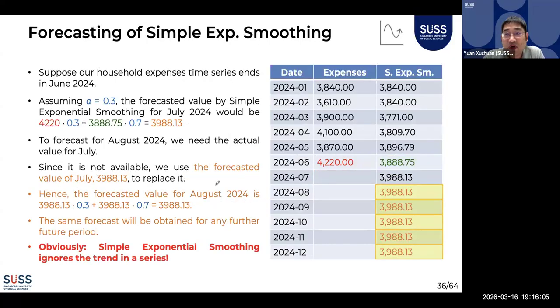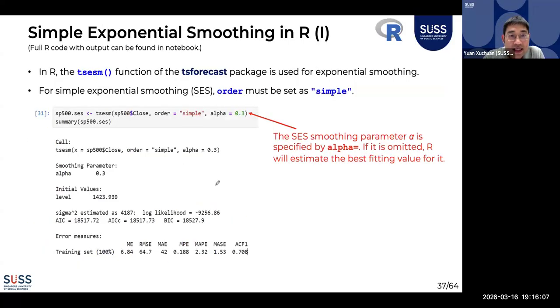This is simple exponential smoothing, and you can use this TS ESM exponential smoothing function, right? TS exponential smoothing, and you need to specify order equal to simple, okay? Because later we will have double exponential smoothing, the Holt-Winters method, okay?